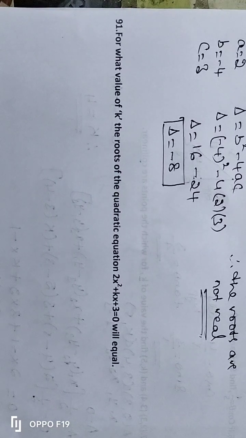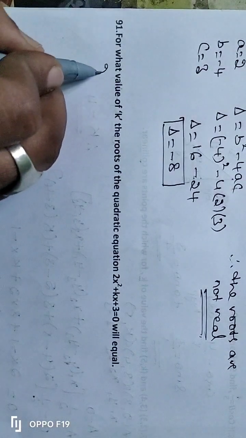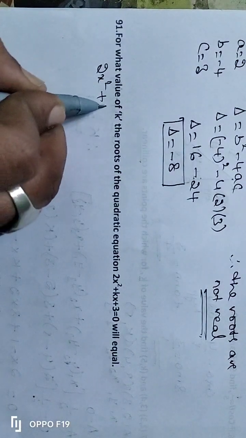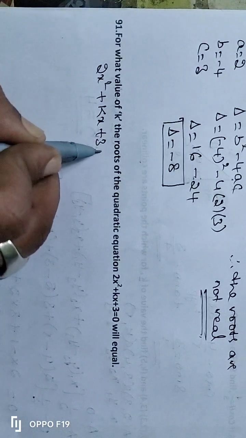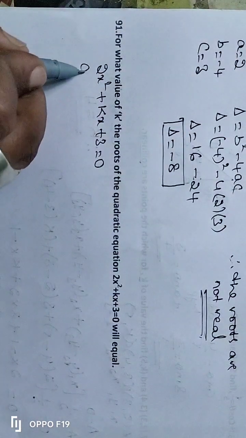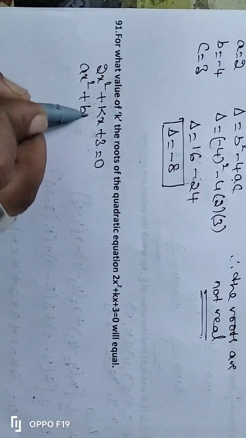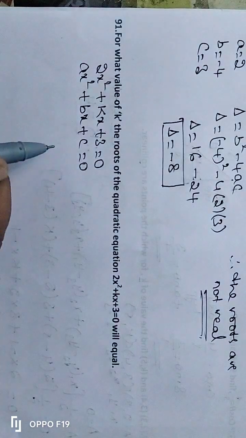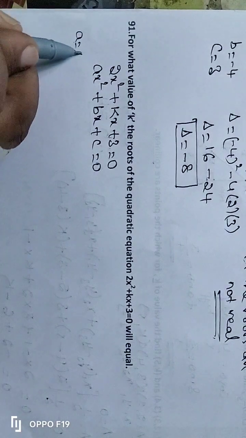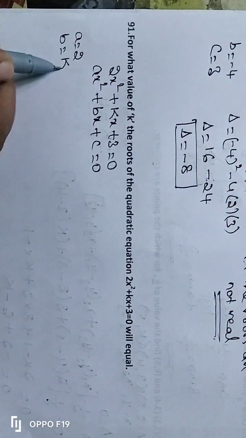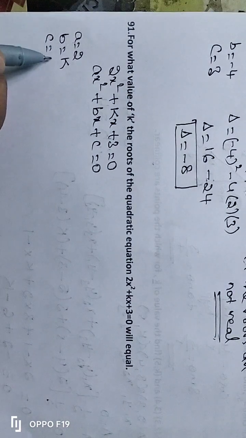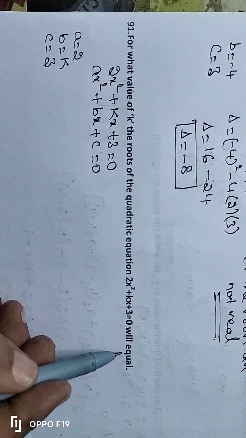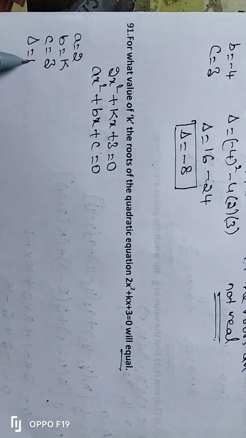For what value of k will the roots of the quadratic equation 2x square plus kx plus 3 is equal to 0 be equal? Now let us take the quadratic equation 2x square plus kx plus 3 is equal to 0 and compare it to the standard form ax square plus bx plus c is equal to 0. What is the value of a? It is 2. What is the value of b? It is k. What is the value of c? It is 3. So if the roots are equal, then delta is equal to 0.